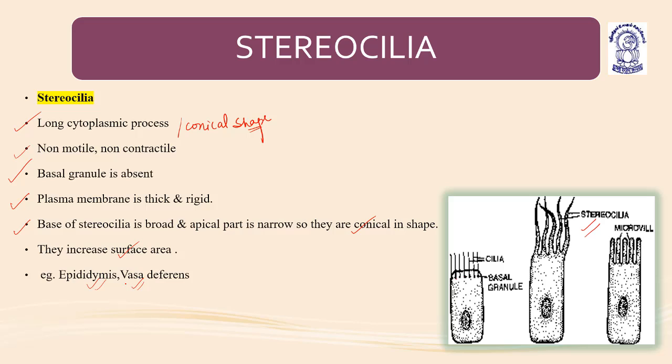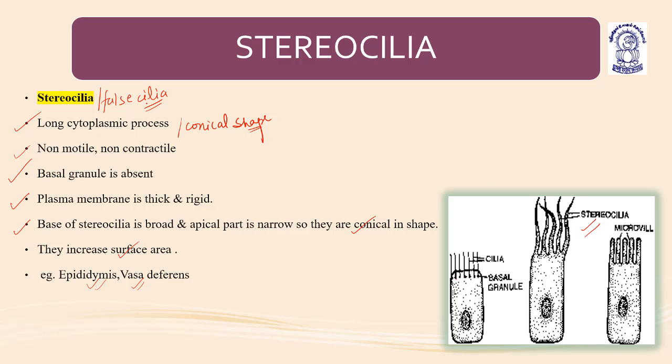Stereocilia are false cilia. As they are non-motile and non-contractile, they are long cytoplasmic processes. They just help to increase the surface area. It means stereocilia look like cilia, but they function like microvilli. They are long cytoplasmic processes which are non-motile, non-contractile.